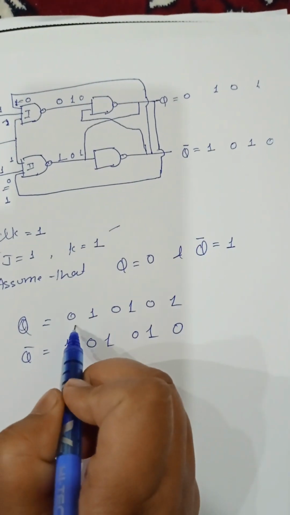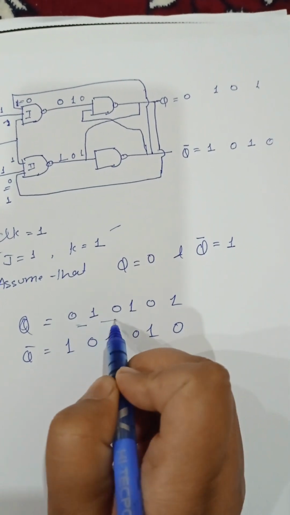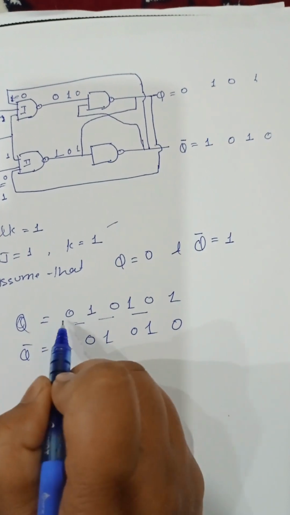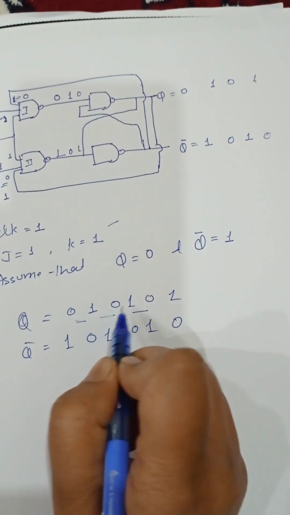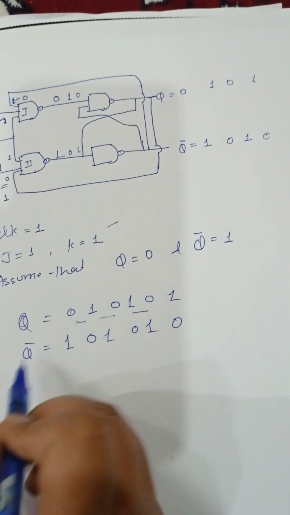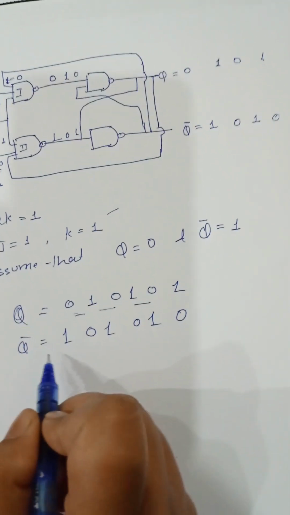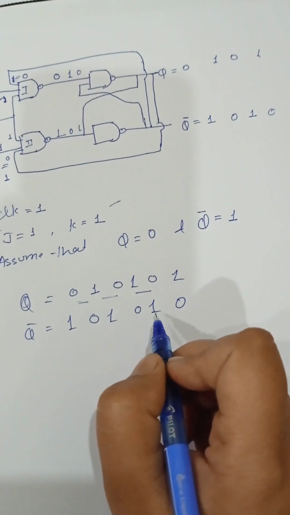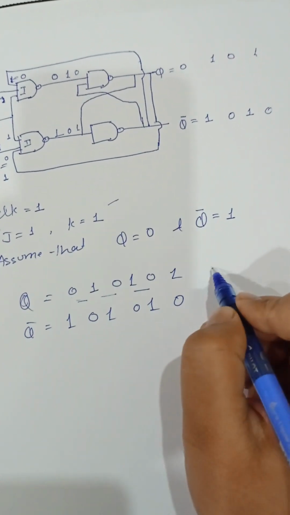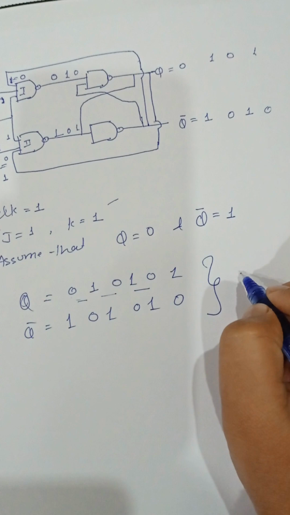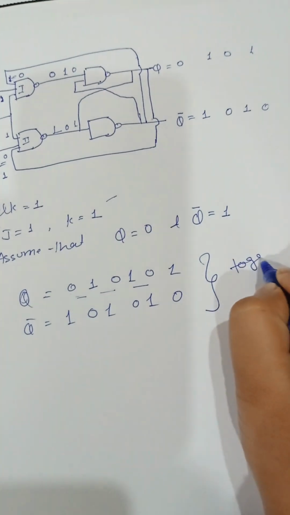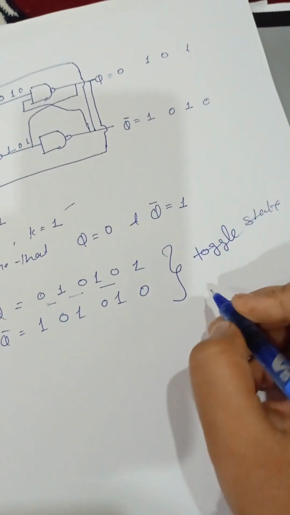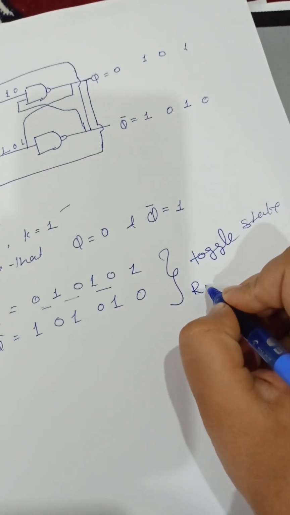So here you can see that is the racing between this 0 and 1. Whenever your Q is changing from 0 to 1, 1 to 0, 0 to 1, 1 to 0, 0 to 1, and here your Q complement is changing from 1 to 0, 0 to 1, 1 to 0, 0 to 1, and 1 to 0. So this type of state is what we know as the toggle state, or you can also say the racing between these 0 and 1.